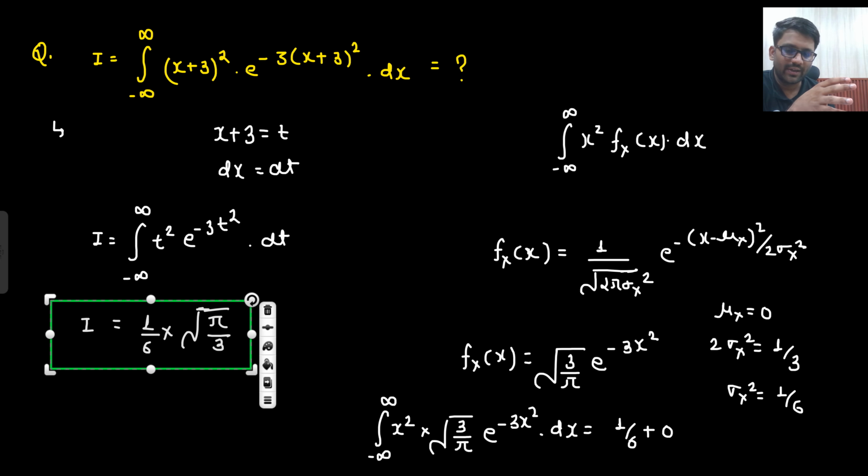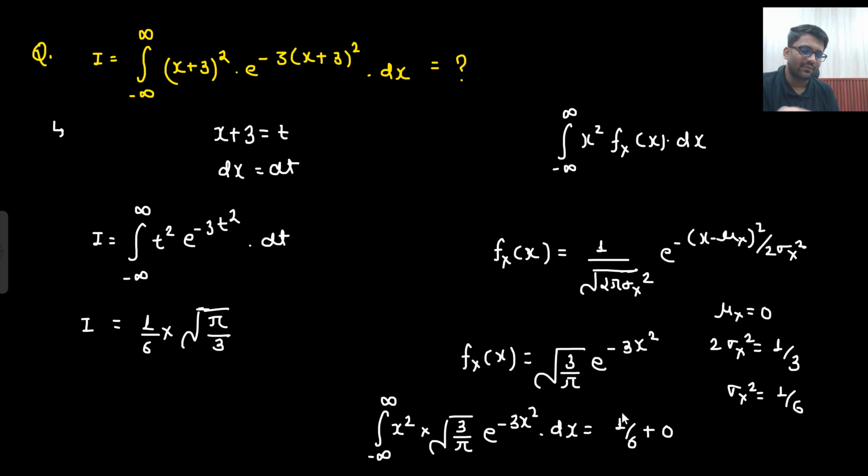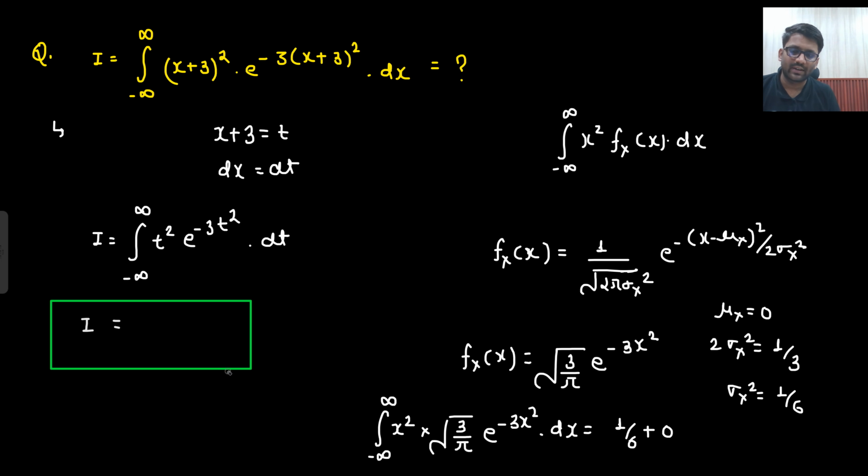How did I get this answer? This goes here. So what you are getting? 1 by 6 into under root pi by 3. And this is what you need to find, t square e to the power minus 3t square dt. So here what you are doing is x square e to the power minus 3x square dx, which is the same. In place of x, if you put t, you are getting the same answer. 1 by 6 under root pi by 3. So what you are getting, 1 by 6 into under root pi by 3.